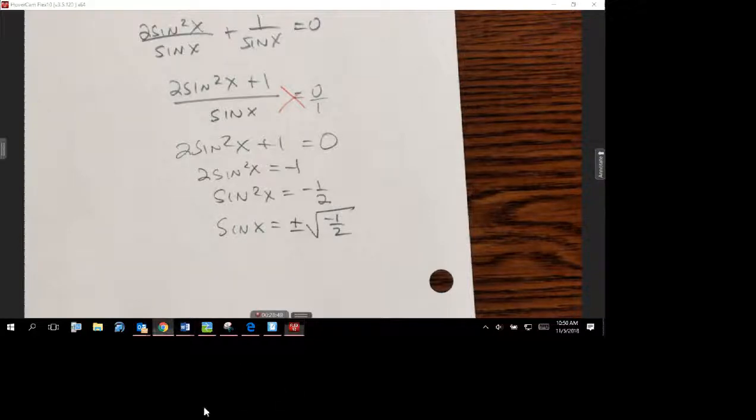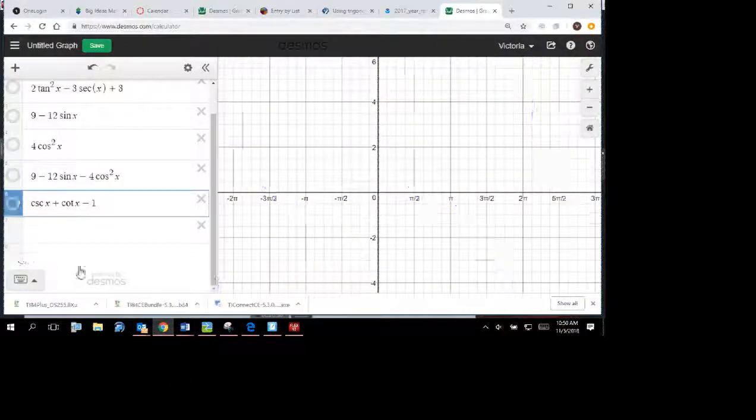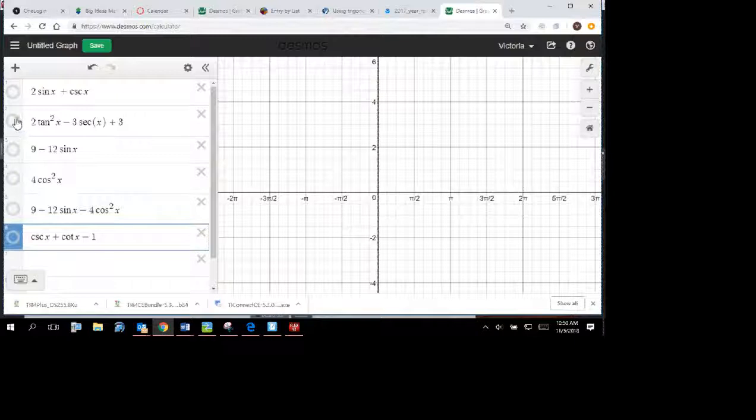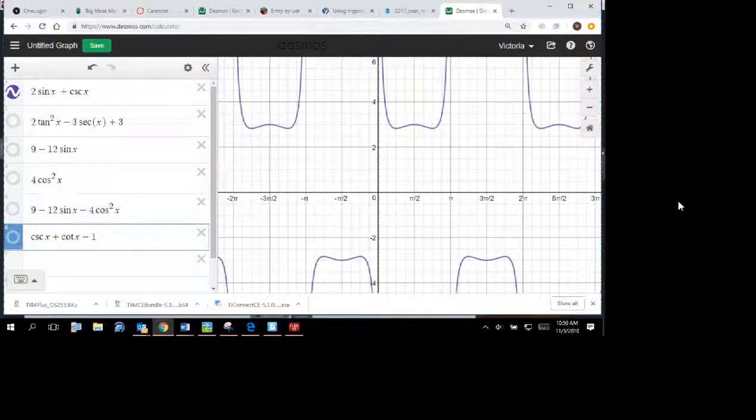I do have it graphed already. Here it is. Does it cross the x-axis? No. No solution. It's important to use the checking method to validate that you're doing it right.